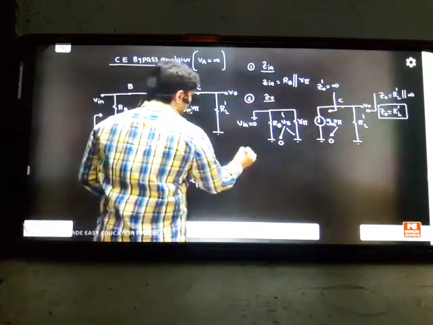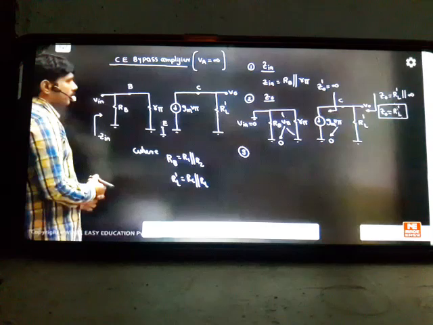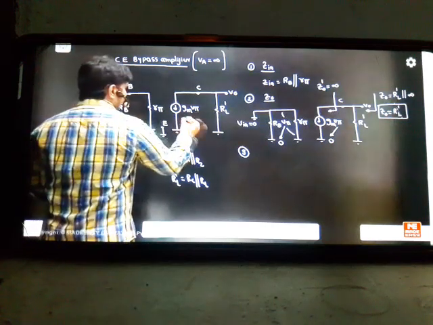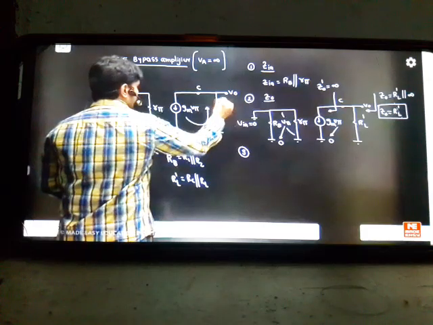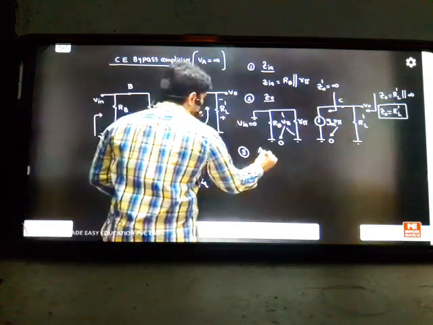The next point is how to find the voltage gain. Can you see that this current is only going upward? So you can keep plus here and minus here. If you want to calculate the gain, what is the output voltage?